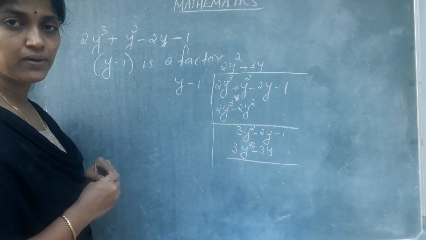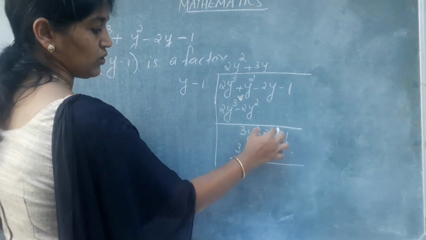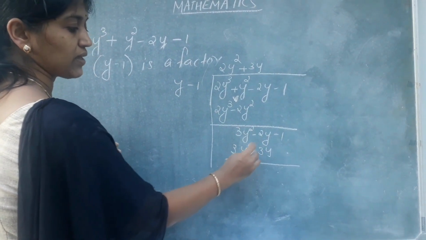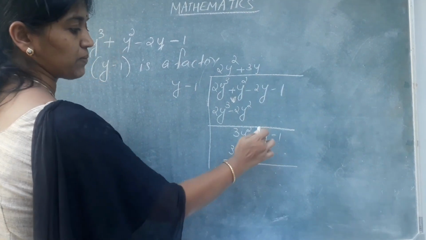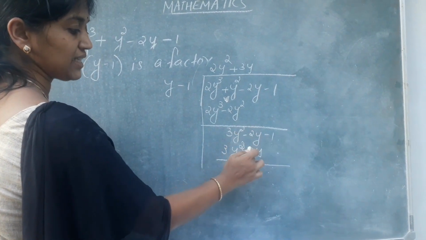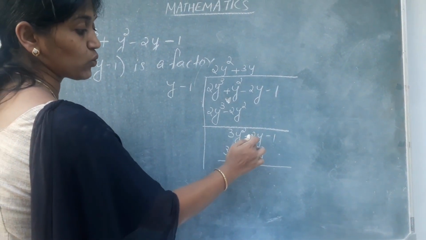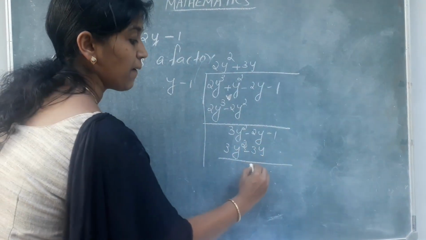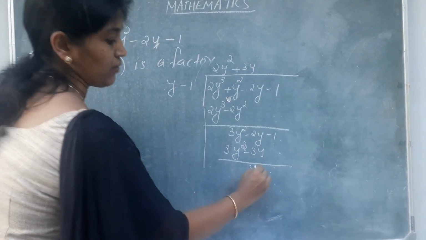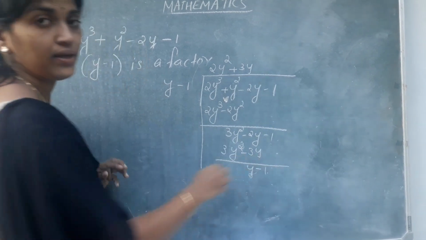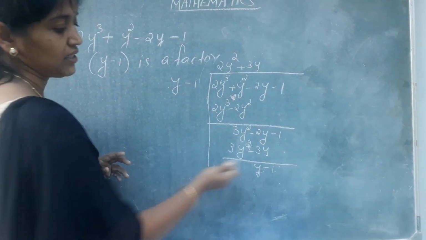What was the next step? Next, we have to subtract. 3y square minus 3y square becomes 0, minus 2y minus minus 3y becomes minus 2y plus 3y, which is y. Y minus 1. Then what is the next step? This is our new dividend.